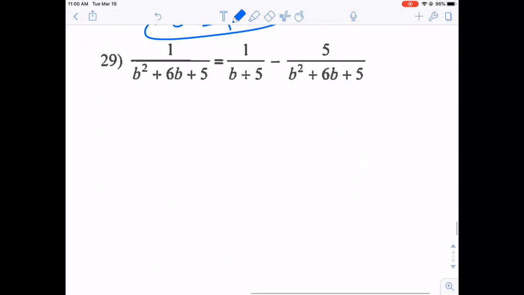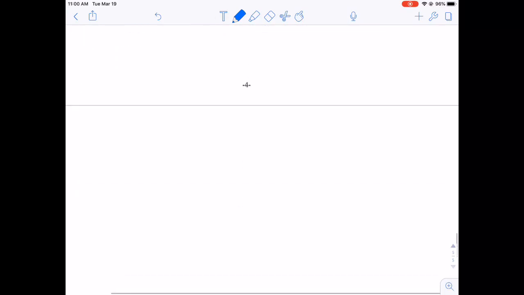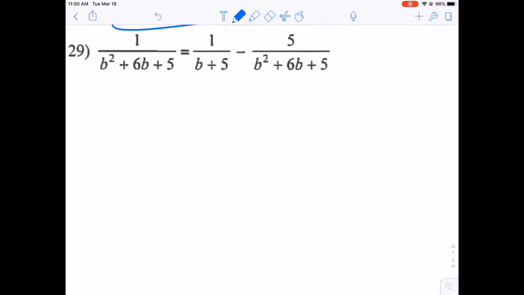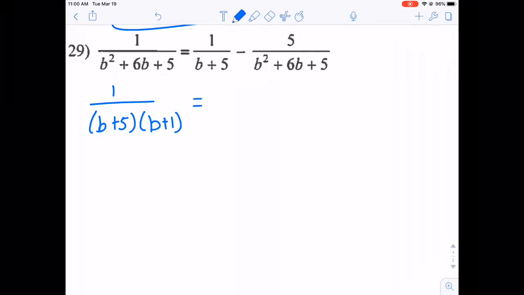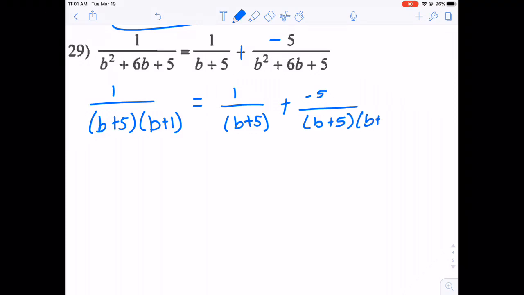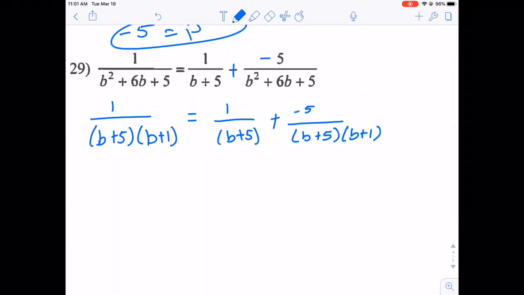Okay. 29 is very similar. This is our last one. So we are going to factor it first. This is going to factor into b plus 5 and b plus 1. That's equal to 1 over just b plus 5 minus, and we can make that plus a negative 5, plus a negative 5 over b plus 5, b plus 1. Okay, our common denominator is that b plus 5, b plus 1.